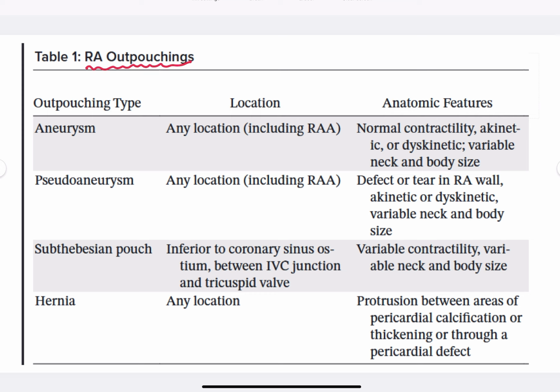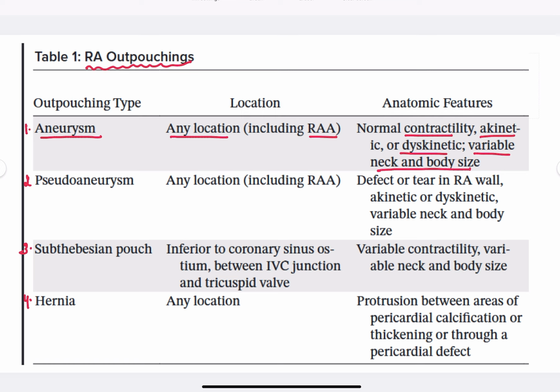So the outpouching of the right atrium can be divided into aneurysm, pseudoaneurysm, Subthebesian pouch and the hernia. Let us firstly discuss the aneurysm. It can arise from any location, including the right atrial appendage. It can have normal contractility. It can be akinetic or dyskinetic and can have variable neck and body size.